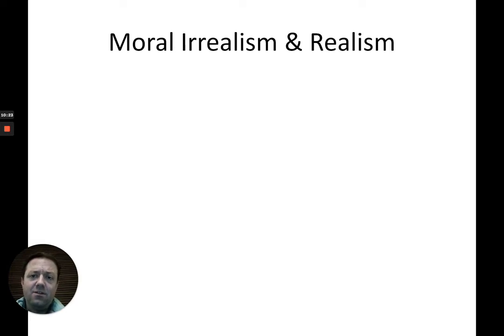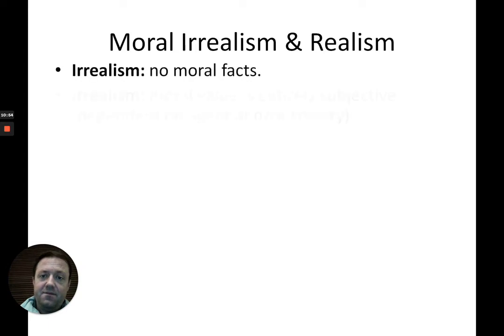Now let's begin our look at moral irrealism and realism. Okay, so once again, just to emphasize the point, irrealism is the idea that moral claims are subjective, they're non-cognitive, there is no fact of the matter to which we can appeal that exists independently of our own opinions. And realism, the clues in the name, suggests that there are such things as moral facts. Morality is real, irrespective of what we happen to think. Okay?